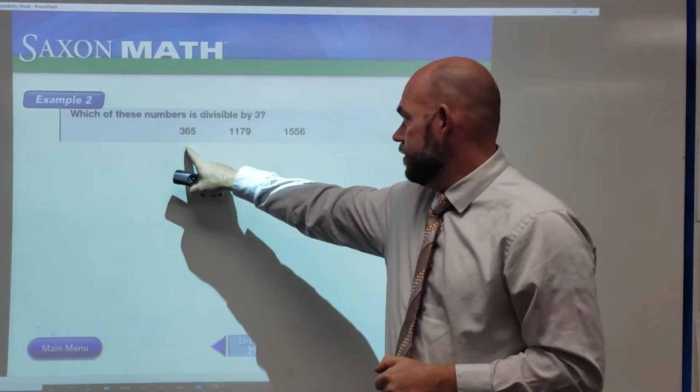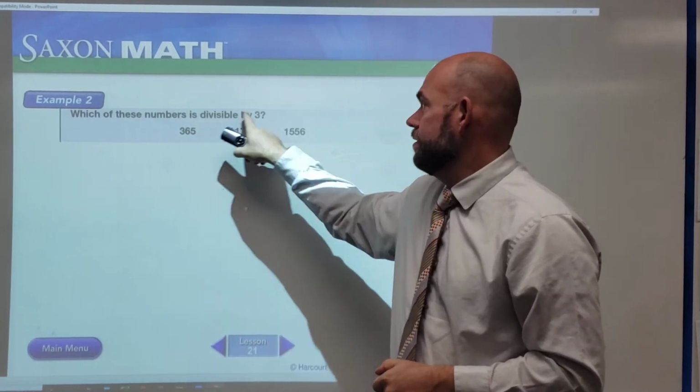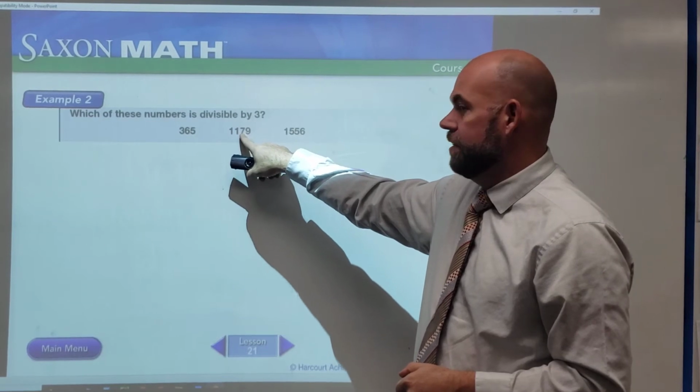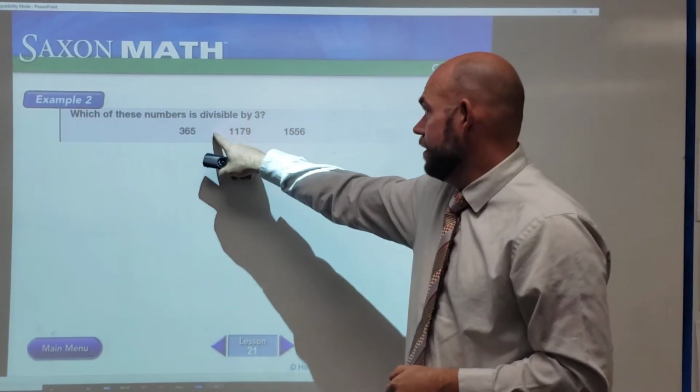All right, which of these numbers is divisible by 3? We have to add up the digits. 3 plus 6 is 9. 9 plus 5 is 14. Does 14 divide by 3? No. 1 plus 1 is 2. 2 plus 7 is 9. 9 plus 9 is 18. Does 18 divide by 3? Yes. So it is 1179.